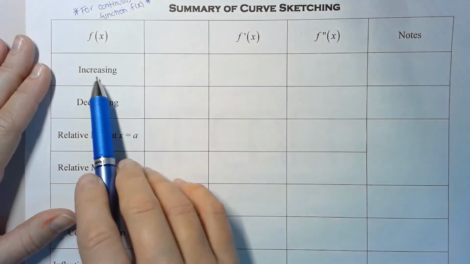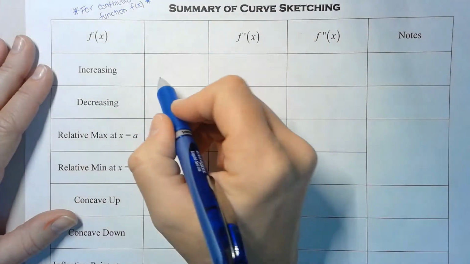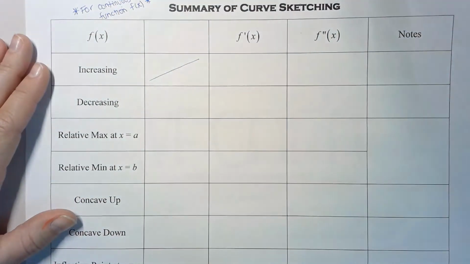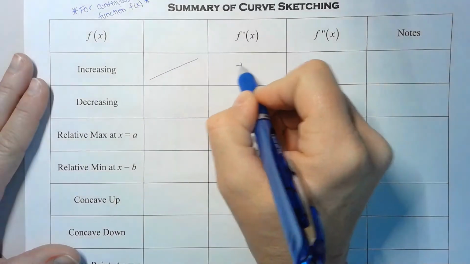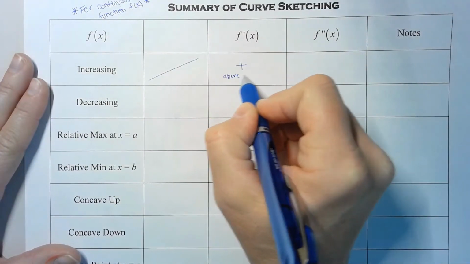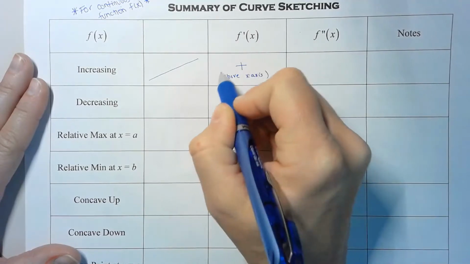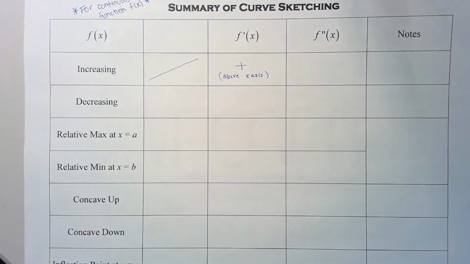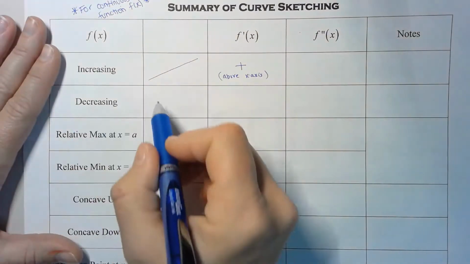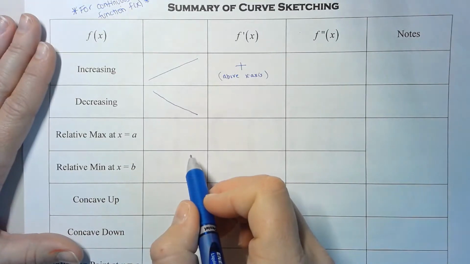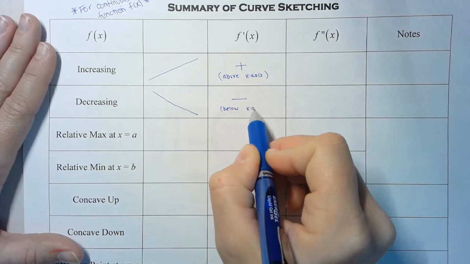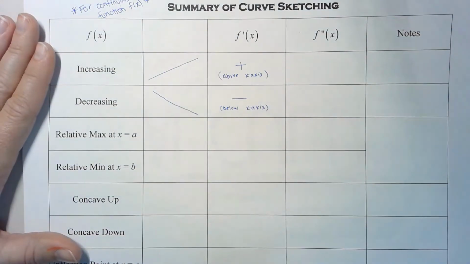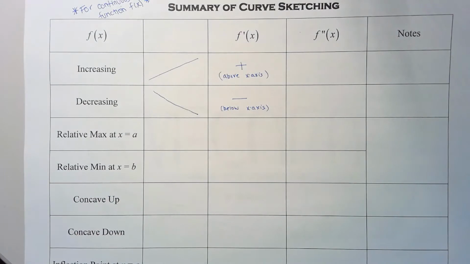When our function is increasing, our graph is going uphill. We know that the first derivative is positive or above the x-axis, however you prefer to write that. Or if you want to write both, that's okay. Sometimes I feel that the more we write, the more cluttered it's going to get. When our graph is decreasing, going downhill from left to right, our first derivative is negative, or below the x-axis.